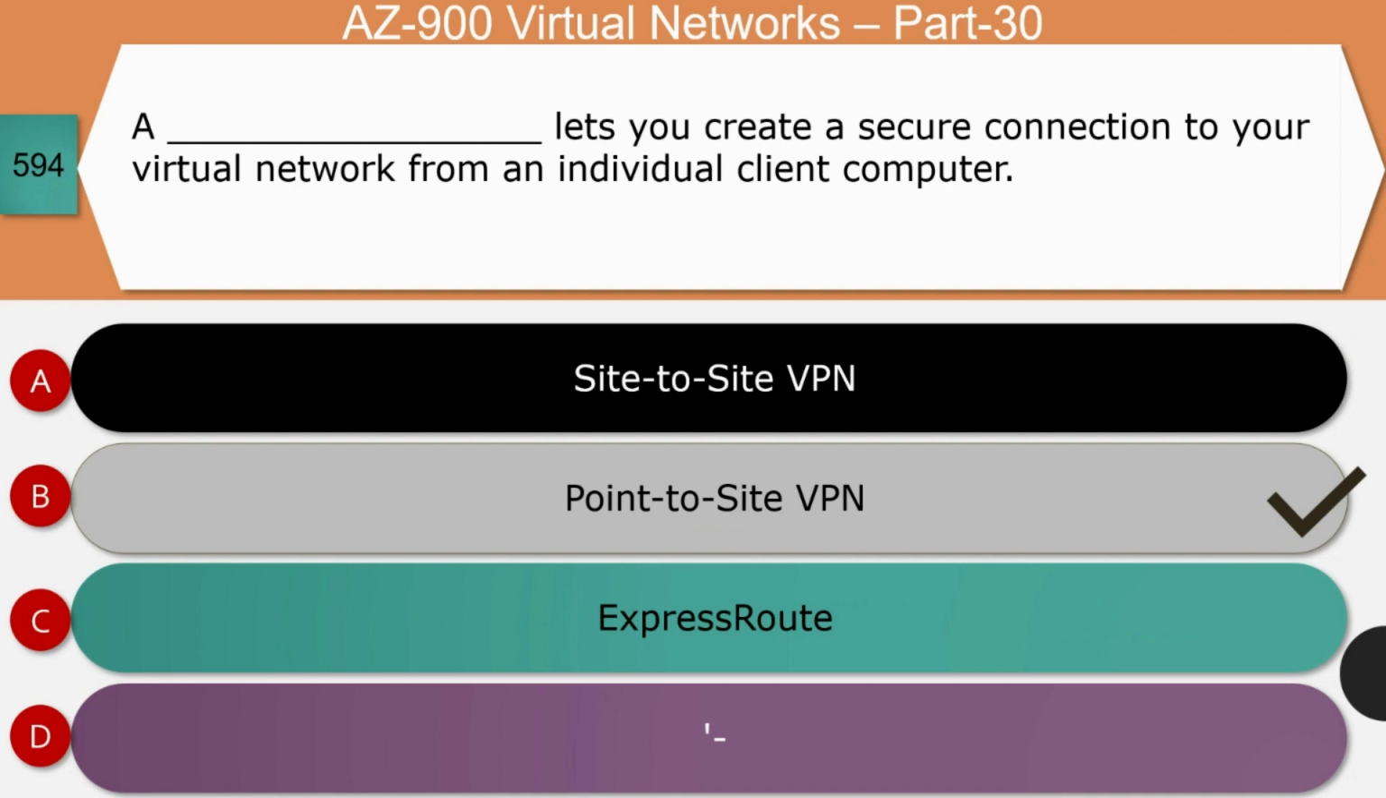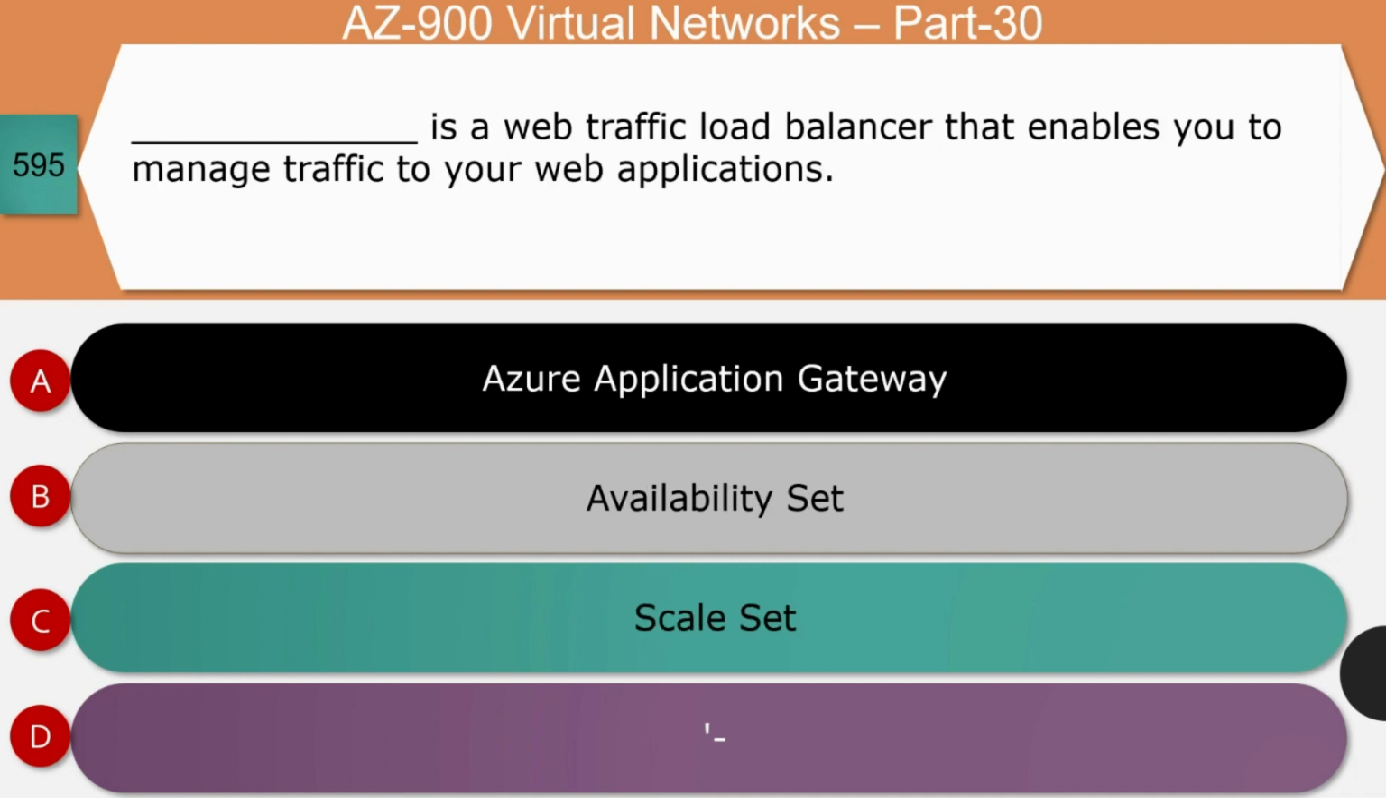Let's see the reason. A point-to-site VPN gateway connection lets you create a secure connection to your virtual network from an individual client computer. A point-to-site connection is established by starting it from the client computer, and it is more secure and reliable. And so the right answer for this question is option B.